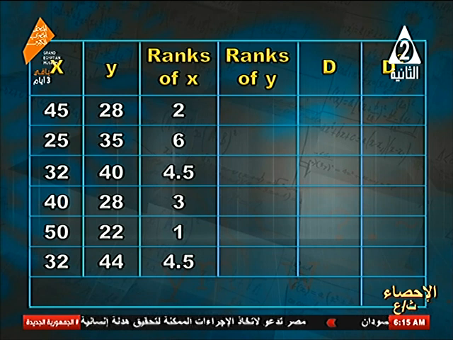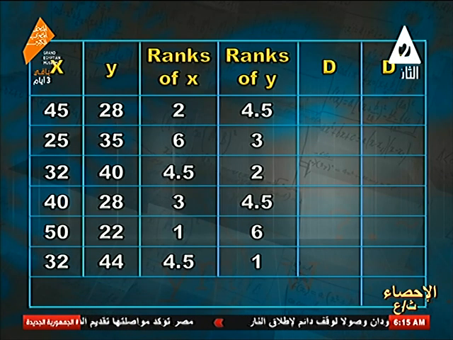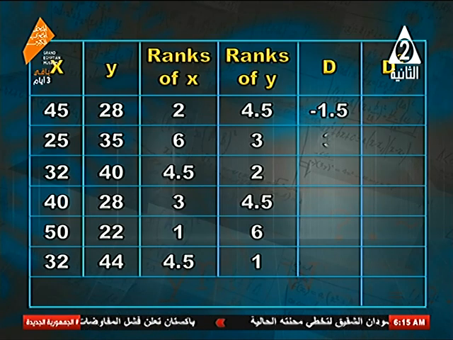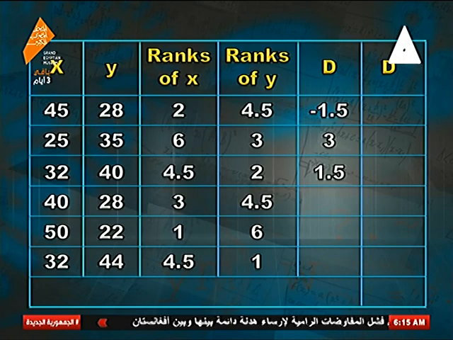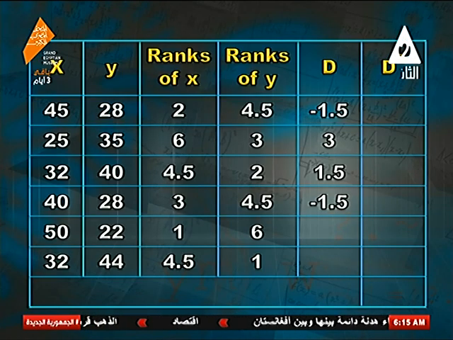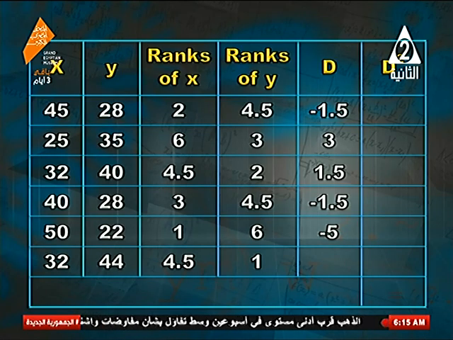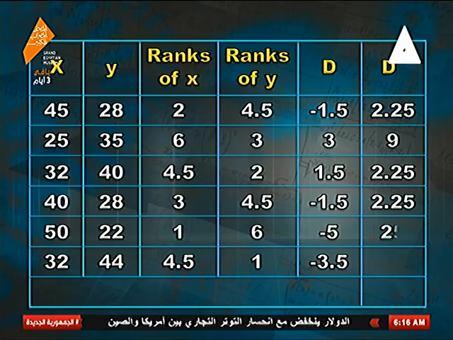This is the rank of X. Now we move to the rank of Y. For the rank of Y, we look by the same method at the greatest value, and after that find the difference between the two ranks. 2 minus 4.5 is negative 2.5, 6 minus 3 is 3, 4.5 minus 2 is 2.5, 3 minus 4.5 is negative 1.5, 1 minus 6 is negative 5, then 4.5 minus 1 equals 3.5. We square each number, then find the summation of D square, which is 42.